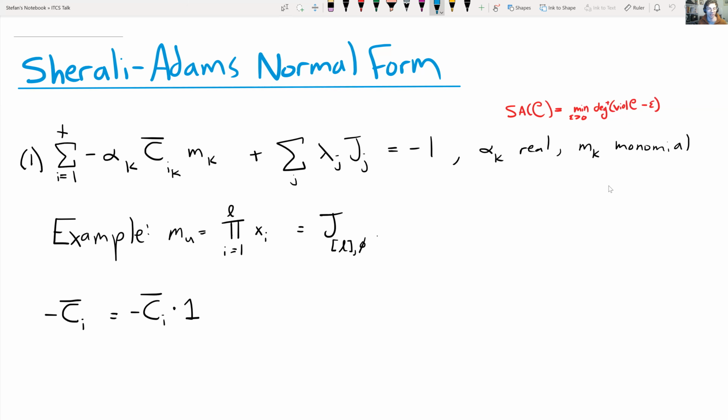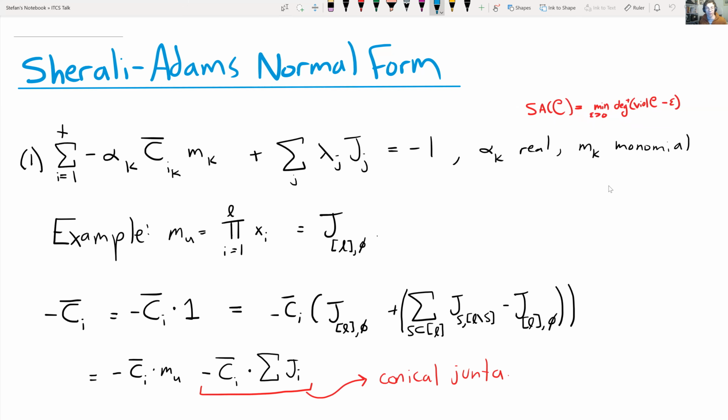minus a negated clause. So of course, this equals minus the negated clause times 1. And by our fact, we can expand out the 1 to be minus our negated clause times this sum. And so the first part of the sum is just mu, as we noticed above. And on the second part of the sum, we have a conical junta. So writing this down below, we have minus c_i bar times mu minus c_i bar times the conical junta.